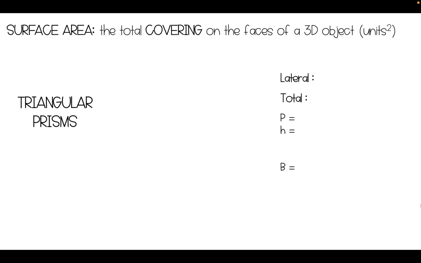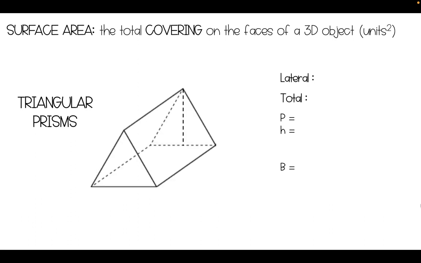So the first one we have is triangular prisms, which looks like this. On a surface area problem, the first thing I want you to do is to label your base. So our base in this case is the triangle. We then are going to fill in our formula. So for lateral surface area, it's just big P times H. And for total surface area, it's big P times H plus 2 times B.